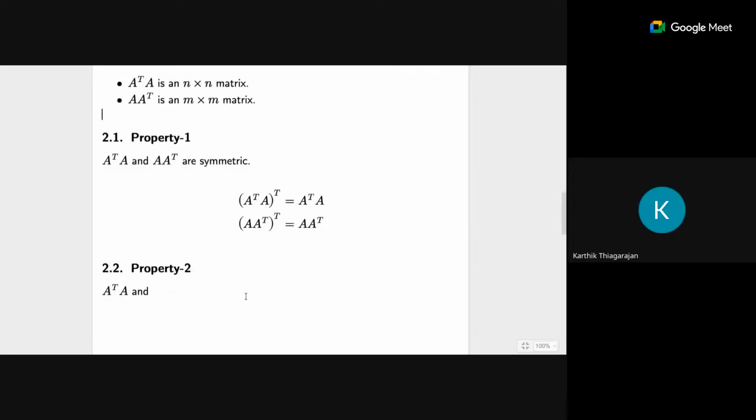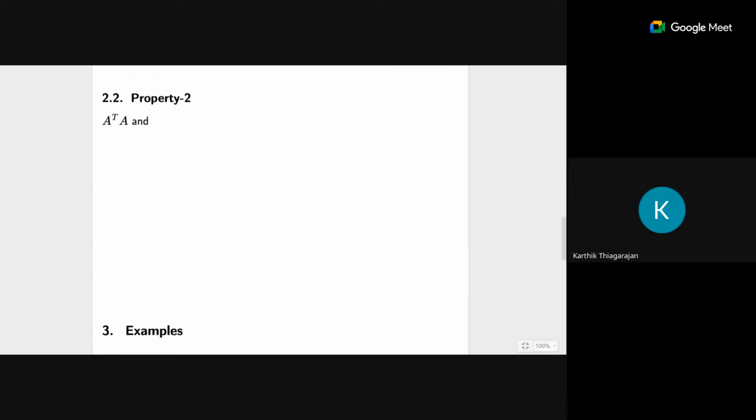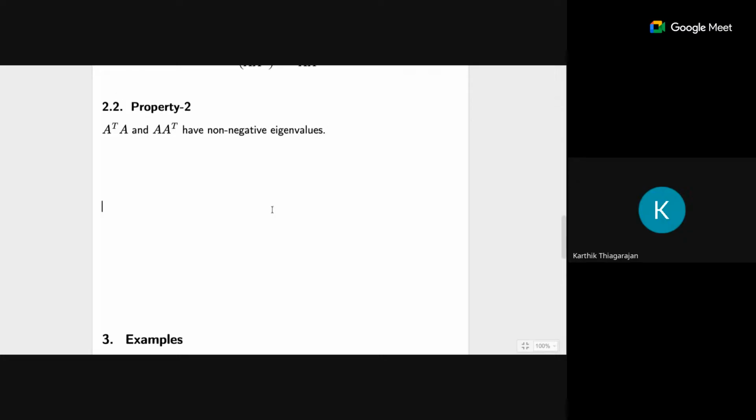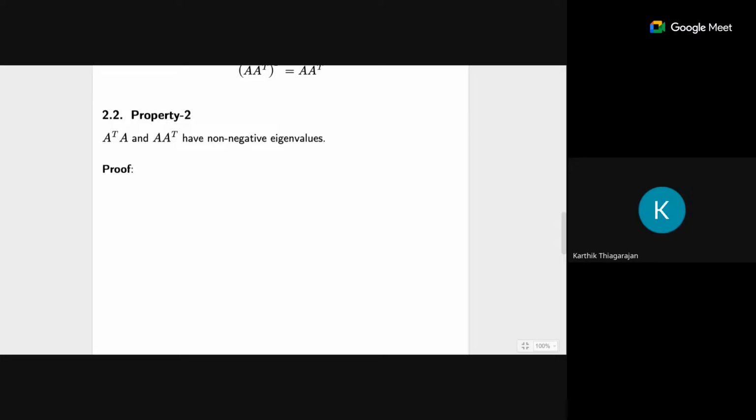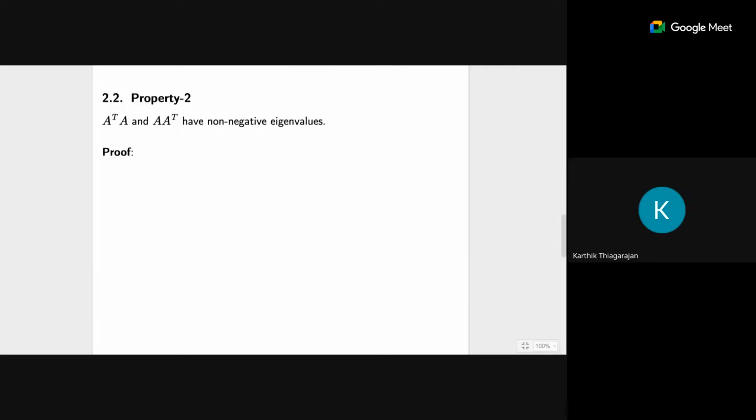The properties are that it's symmetric. The second property, which is very important, is that A transpose A and A A transpose have non-negative eigenvalues. Let's just show this for A transpose A. I won't prove everything because we may not have time. It is automatically true for A A transpose: you just need to replace A with A transpose. So it's enough if you show it for one of these two.